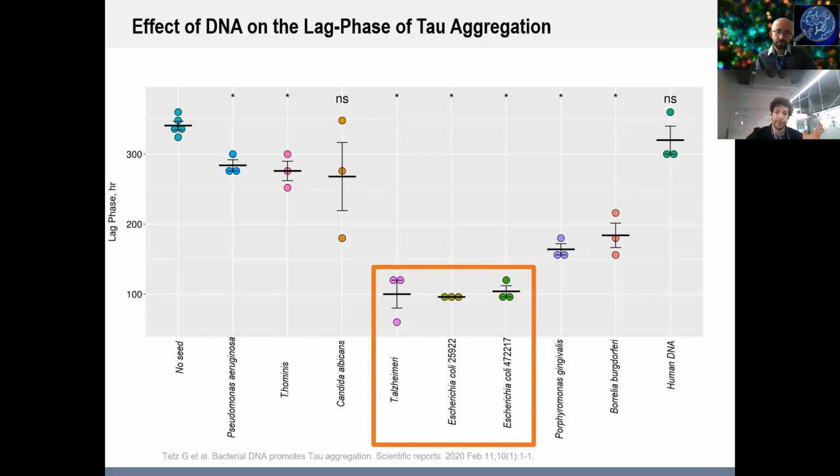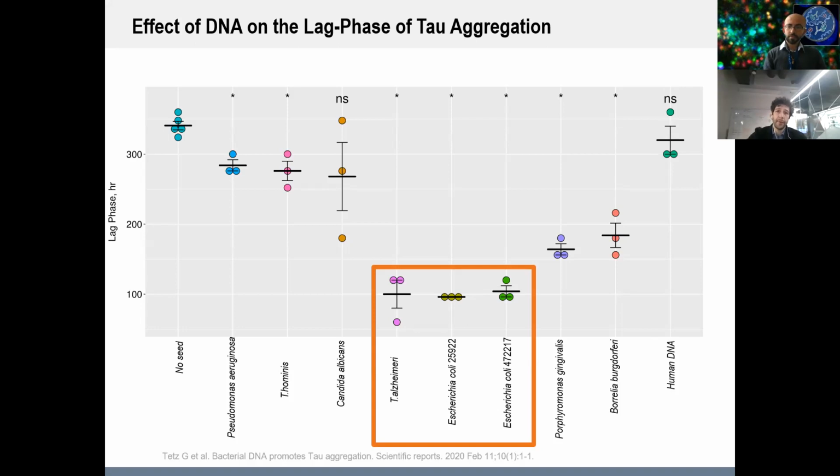So comparisons of the lag phases indicate that the largest promoting effect, or the shorter lag phase, was obtained in the presence of DNA from amyloid-producing E. coli strain, non-amyloid-producing E. coli strain, and T. Alzheimeri. As I mentioned before, it's a novel microorganism from the oral cavity of patients with Alzheimer's disease.